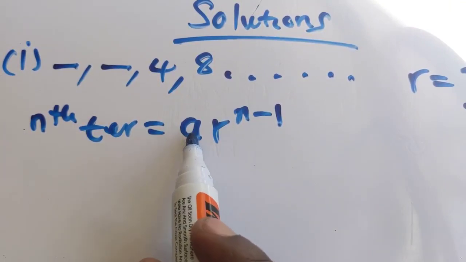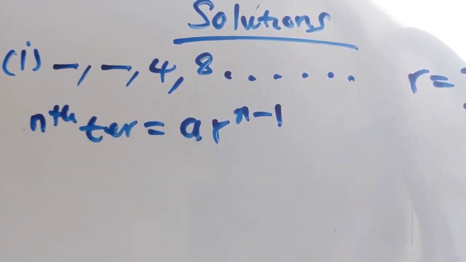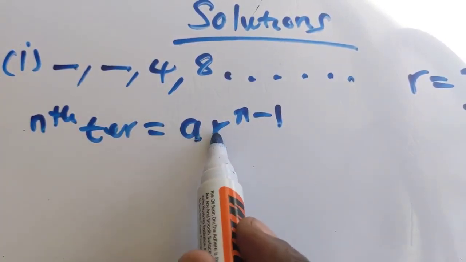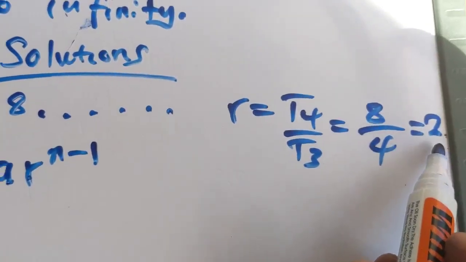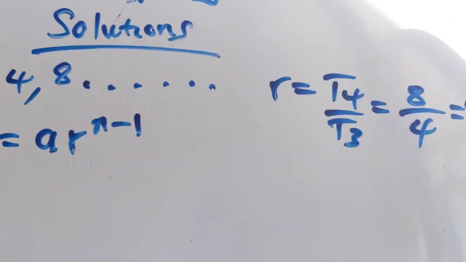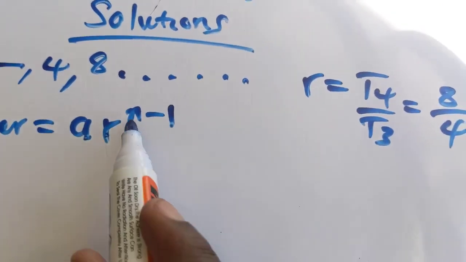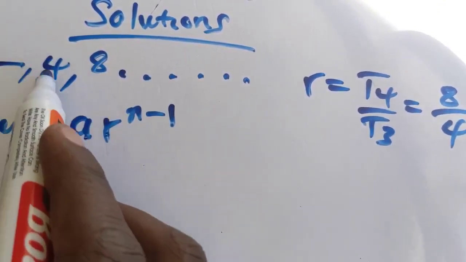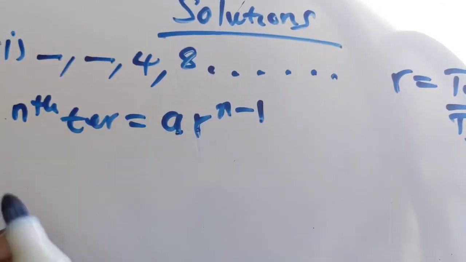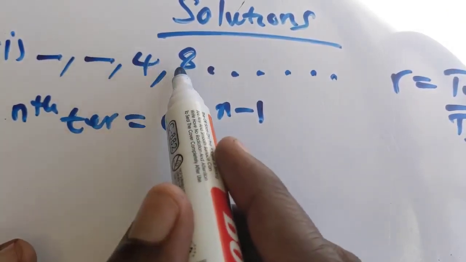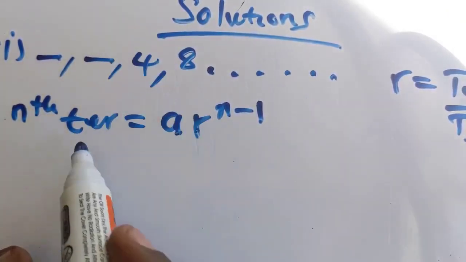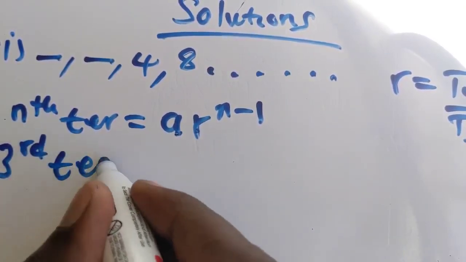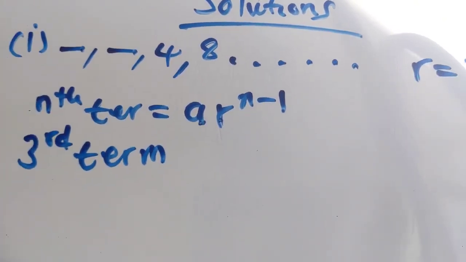So we know that a is the first term. This is what we are trying to find. Are we together? Then r, we know that it is 2, we had found 2. And n is the number of terms. So let's say we are trying to find the third term. You can use even the third term or the fourth term. So let's say we are trying to find the third term.